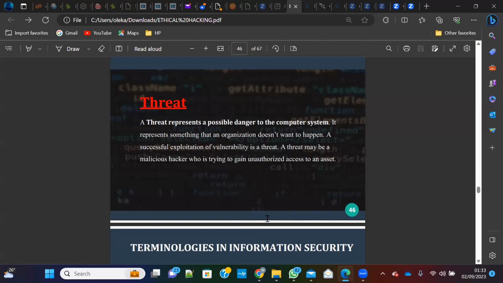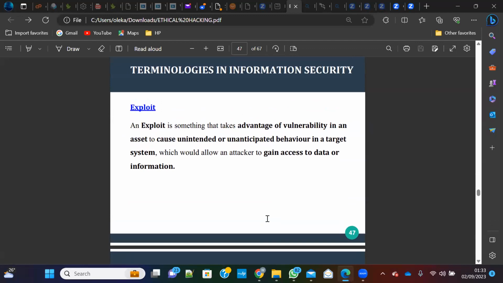Once a system is vulnerable, an attacker can look for the vulnerability there and take advantage of it. Even an attacker who has started gathering information about an organization is already a threat. Why is he gathering information? That is the question. So that is what a threat is. Next we have exploits. Once a vulnerability is discovered, an attacker will look for an exploit. An exploit is something that takes advantage of a vulnerability in an asset.